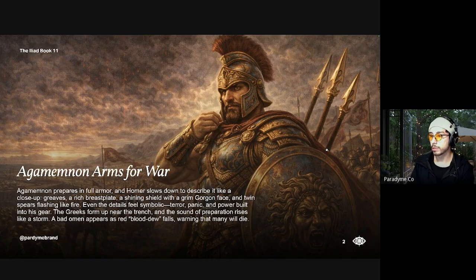Agamemnon arms for war. Agamemnon prepares in full armor, and Homer slows down to describe it like a close-up. Greaves, a rich breastplate, a shining shield with a grim Gorgon face, and twin spears flashing like fire. Even the details feel symbolic. Terror, panic, and power built into his gear. The Greeks form up near the trench, and the sound of preparation rises like a storm. A bad omen appears as red blood dew falls, warning that many will die.